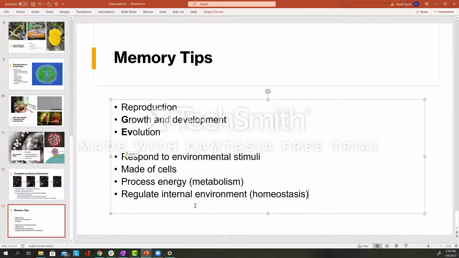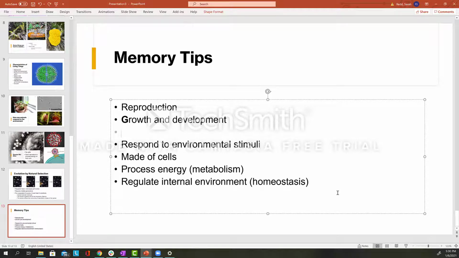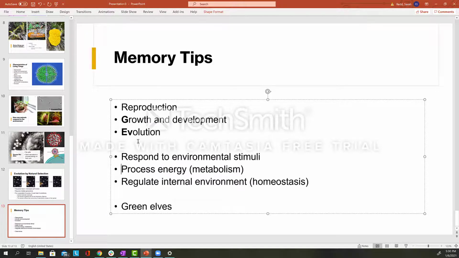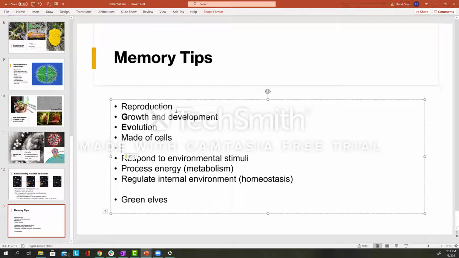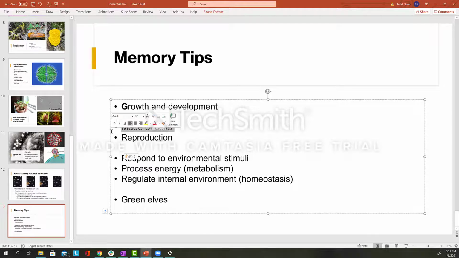So I'm going to start making up some kind of sentence that starts with green elves. Then I saw this other one, made of cells, and I thought, that kind of rhymes. Green elves made of cells. So I put that in that order, and then I'm going to move this one down. Green elves made of cells. I played around with a bunch of other things before I finally came up with one that worked for me.